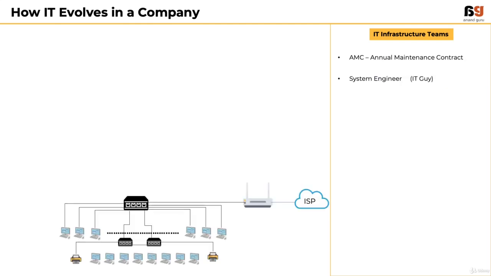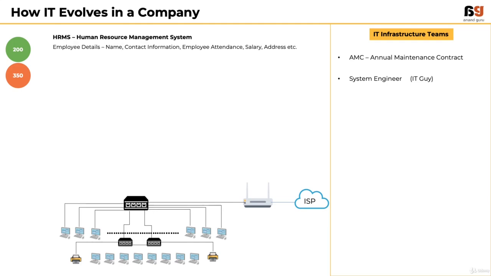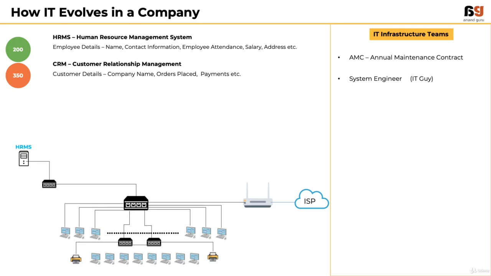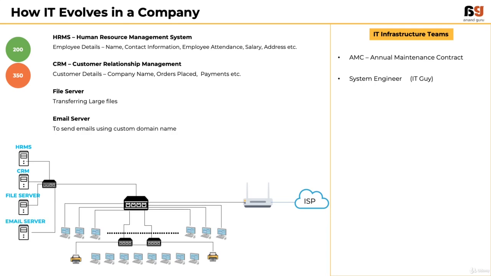Another year passes by and we are now 200 employees and our digital assets have grown to 350. At some point, we need an HRMS application to track all our employee details. HRMS stands for Human Resource Management System. So we put in an HRMS server. We did the same when we needed to track all our customer details using a CRM. CRM stands for Customer Relationship Management. We also needed a file server to transfer large files between employees. And recently, we have also deployed an email server to send emails from our own custom domain.